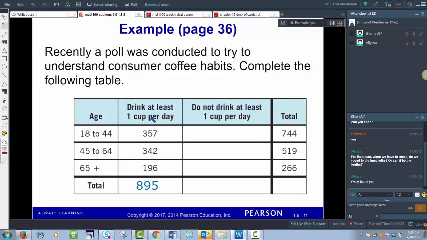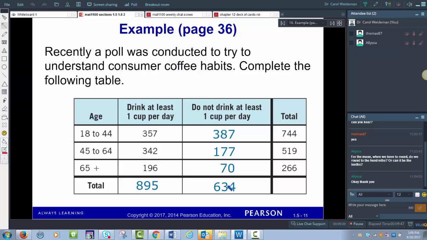So when I do that, first I need the total here, and I also need the total over here, and then I'm going to subtract. So 744 minus 357 gives me 387. 519 minus 342 gives me 177. 266 minus 196 gives me 70.